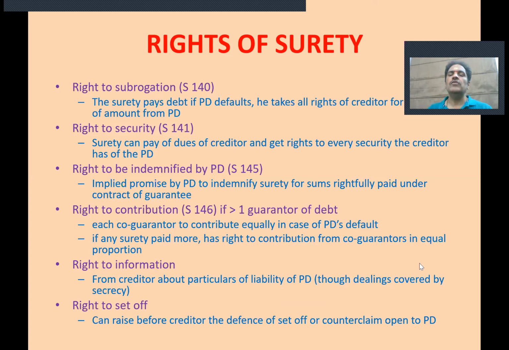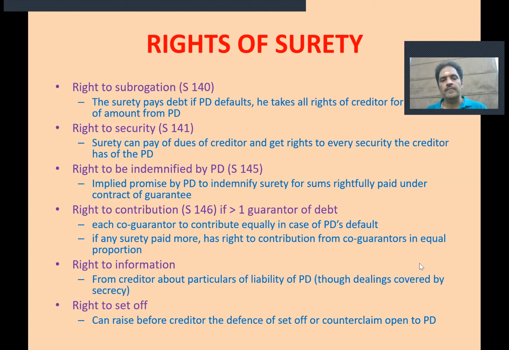Then right to contribution. If there is more than one guarantor, as I told you, say a 1,000 rupee loan and 3 guarantors, then all 3 are liable. And if one guarantor pays 1,000 rupees, then he can collect 333 rupees each from the other 2 persons. So this is the right to contribution.